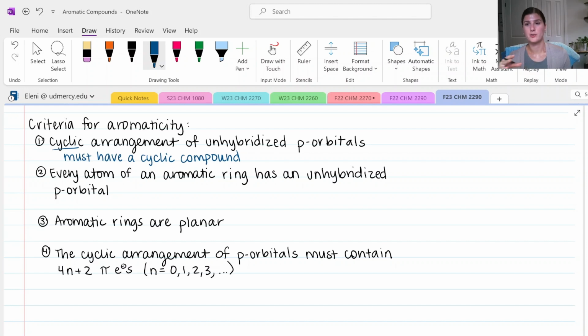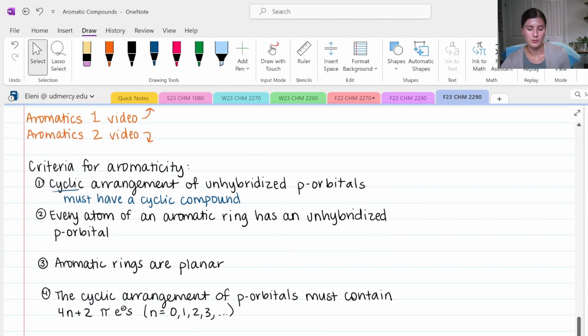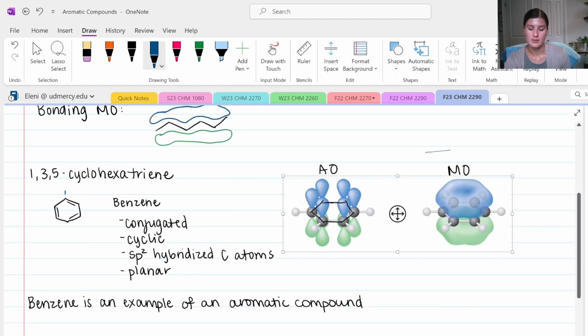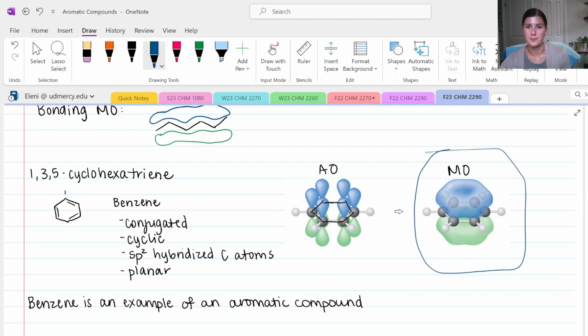It can have substituents off the ring, and those substituents don't have an unhybridized p orbital, but within the ring, each atom must have that unhybridized p orbital. That's how we end up with this molecular orbital with the p orbitals overlapping across all atoms in the ring, and that's a key feature of aromatic compounds.